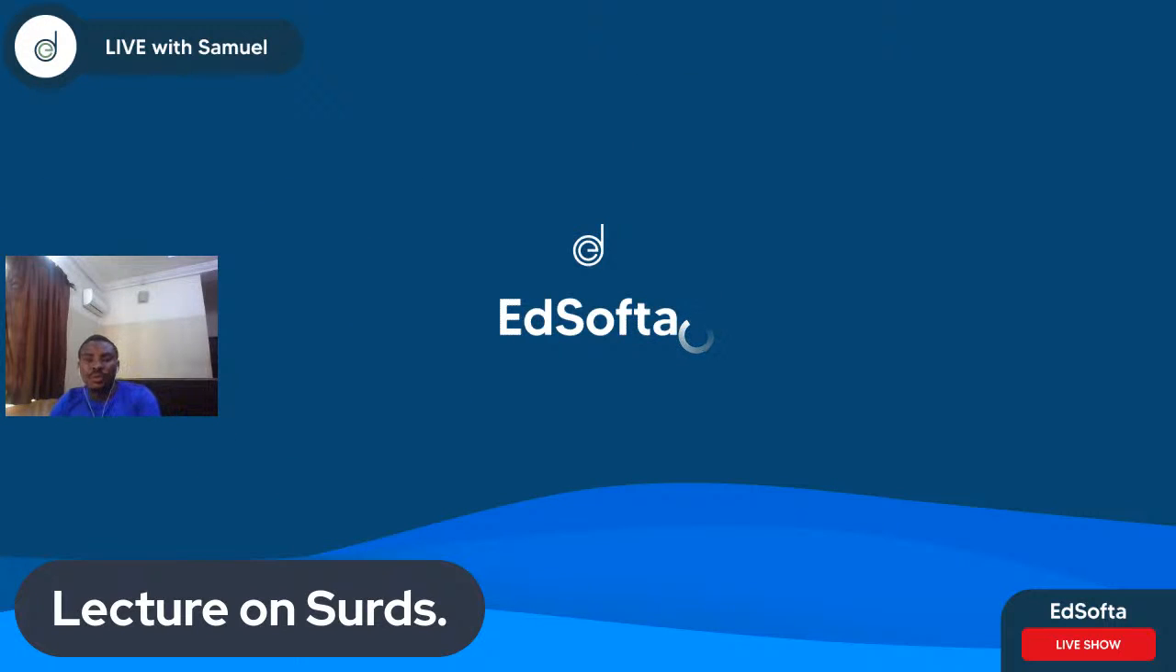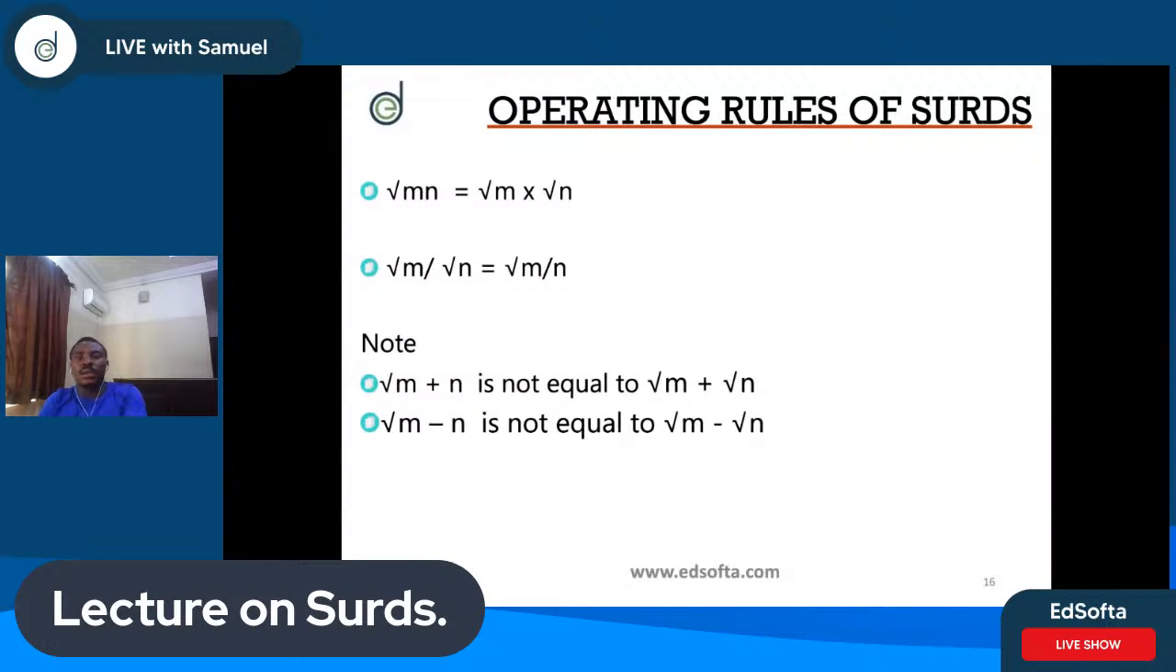Okay, so we've looked at these surds, now the operating rules of surds. Surds have a particular way that they operate. You don't just do multiplication and division the way you do with other numbers. Surds have a way of operation, a way to go about their calculations. Some things are illegal when dealing with surds.